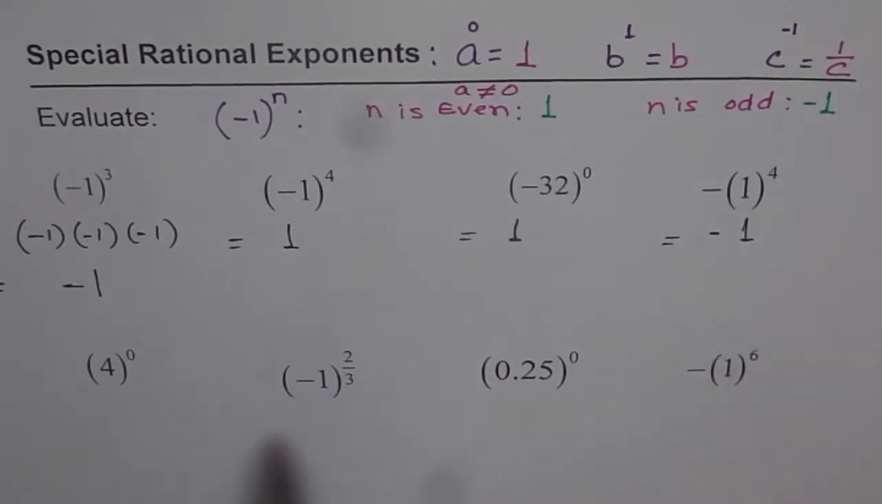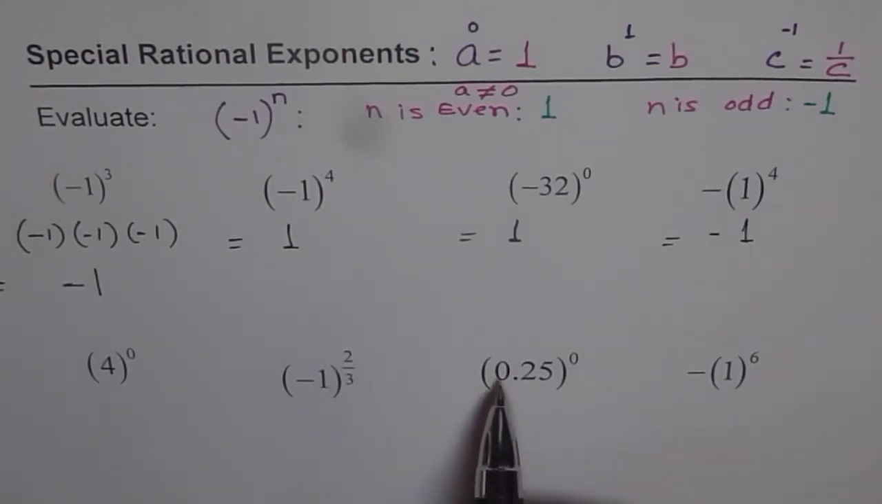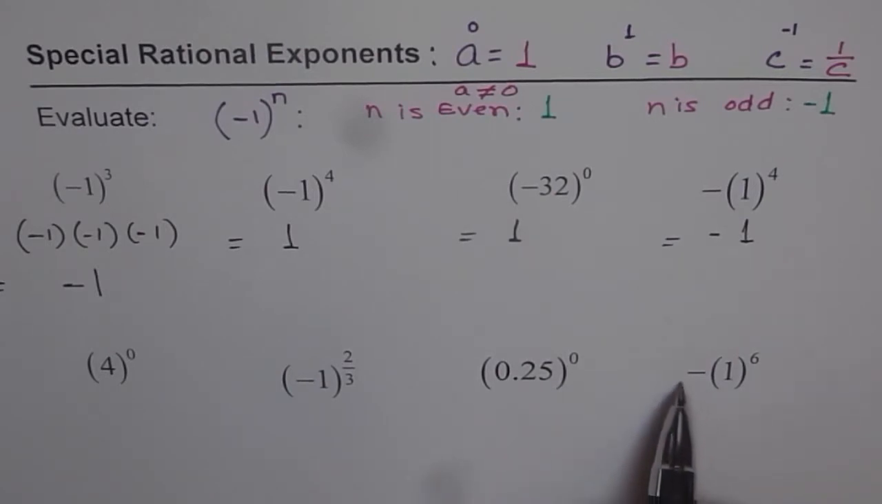Apply these strategies and write down answers for all of them. 4 to the power of 0, minus 1 to the power of 2 over 3. This is kind of tricky, so think about it. 0.25 to the power of 0 and minus 1 to the power of 6. Okay, so if you have difficulty, then let me know. Otherwise, I think it should be good enough for you.